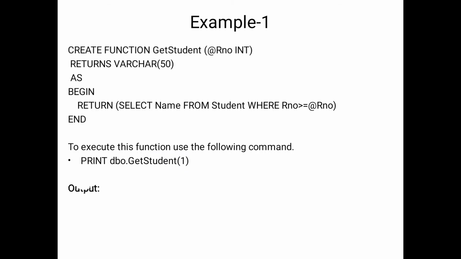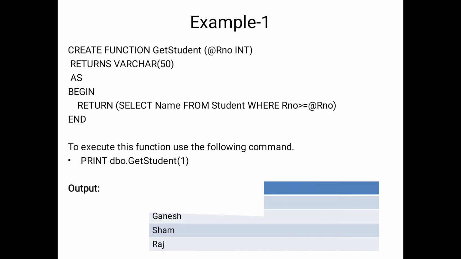Please observe the output here. Here we will retrieve only one field of values, because we applied the scalar function. So I will consider the name field: select name from student where rollnumber greater than or equal to @rollnumber. Here @rollnumber means I will pass the parameter value as 1. So these are the names displayed.